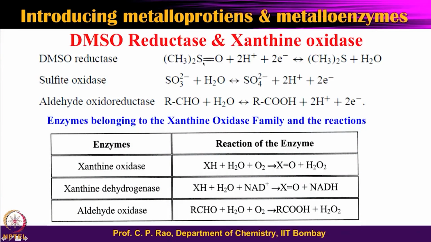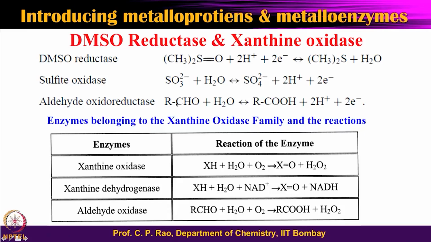Now, dimethyl sulfoxide, with 2 protons and 2 electrons, gives dimethyl sulfide, and you can make the reverse also if the enzyme is in the reduced state. If the enzyme is in the oxidized state, you will go in this direction; if the enzyme is in the reduced state, you will go in the other direction. Sulfite oxidase, that is the enzyme in the oxidized form, converts sulfite to sulfate. If the enzyme is in the reduced form, sulfate goes to sulfite. Similarly, aldehyde oxidoreductase converts aldehyde to carboxylic acid. Okay. So, you can go from carboxylic acid to aldehyde too.